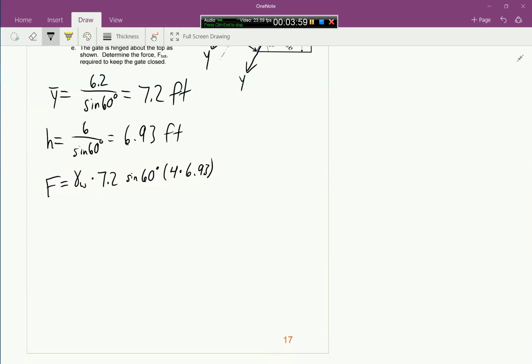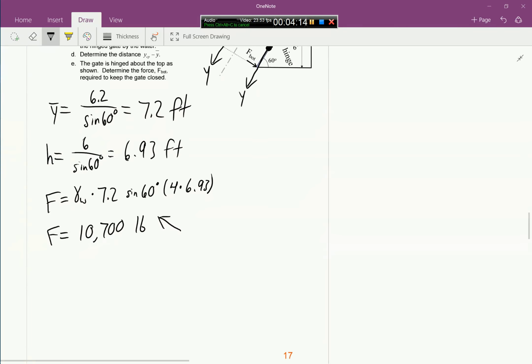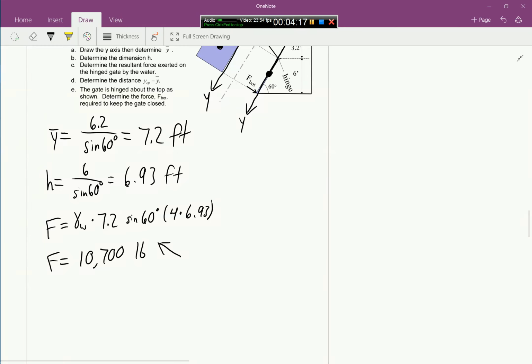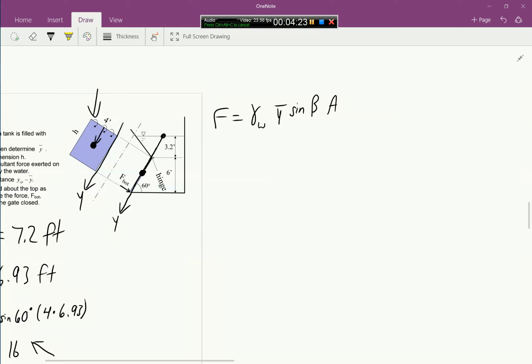And we get a value for F to be approximately 10,700 pounds, and that acts perpendicular to the gate right there. So that is part C completed, and now we're asked to find the distance YCP minus y bar. Now remember that if we have this gate right here, and this is the centroid of it, the center of pressure is just a little bit below there, and this distance here is y bar minus YCP, or excuse me, YCP minus y bar.